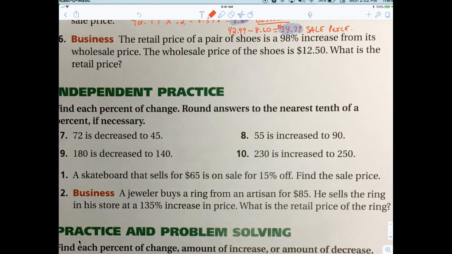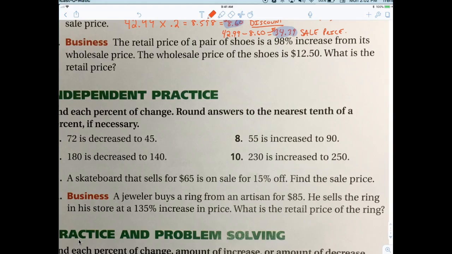Now it says here that the wholesale price is $12.50. Then what would I sell them for? Everybody take out the calculator, or first write this on your paper. You would take $12.50 and multiply that by 0.98. And tell me what that is.